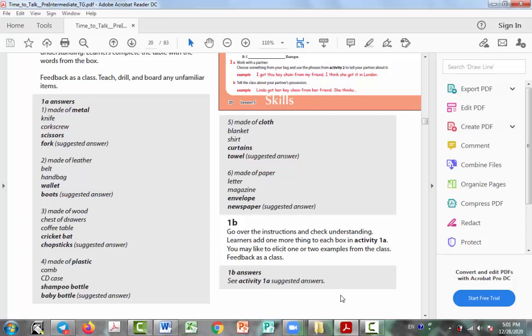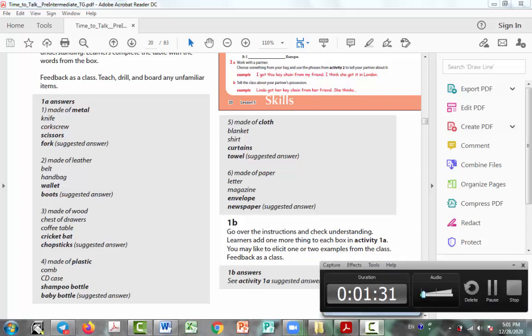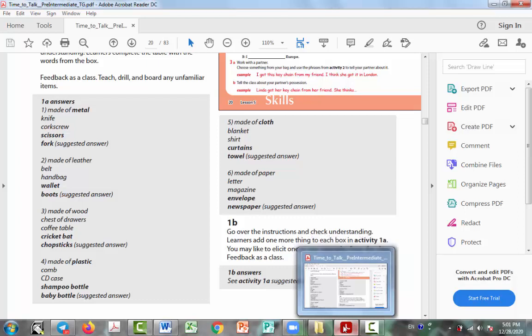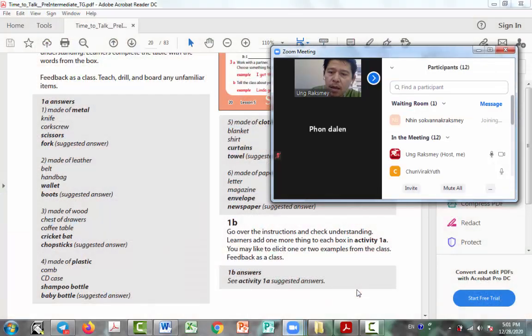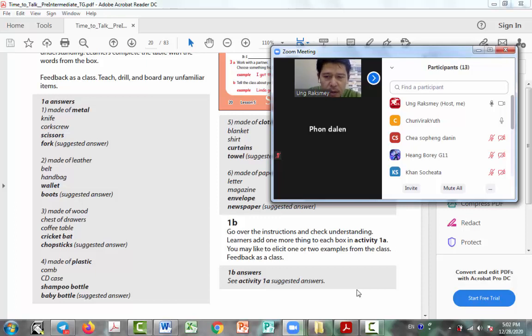Some objects made of metal are knife, corkscrew, and scissors. One more thing, objects made of leather, such as belt, handbag, and wallet. Some materials made of wood, such as chest of drawers, coffee table, and cricket bat. Materials made of plastic, such as comb, CD case, or shampoo bottles. And some other materials made of paper, such as letter, magazine, or newspapers.